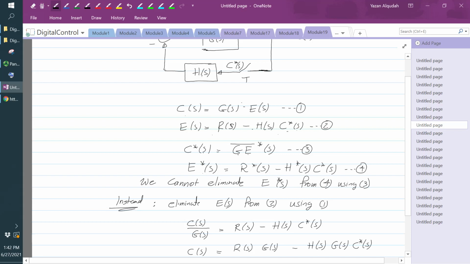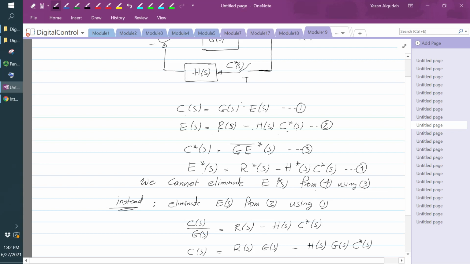Now if you look here, we cannot eliminate E star from 4 using equation 3. I cannot substitute for E star in this equation because here I cannot separate from 3. I cannot take E star as a factor out.